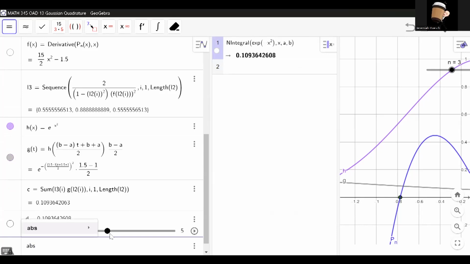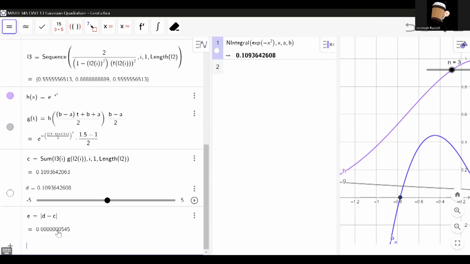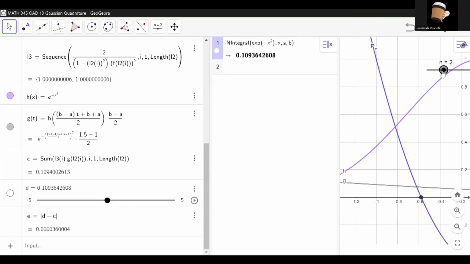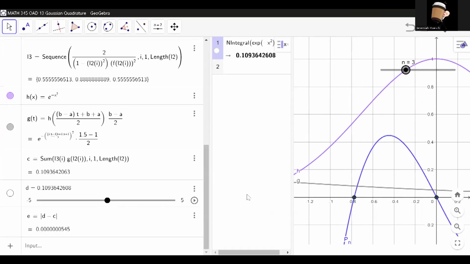So the absolute value of d minus c will give us the absolute error. And you can see it's good out to that many decimal places. If I go to d for n equals 2, you can see it's good out to the 1, 2, 3, 4, so 10 to the minus 5. And for n equals 3, it jumps over 2 places. So it is significantly accurate just with n equals 3.